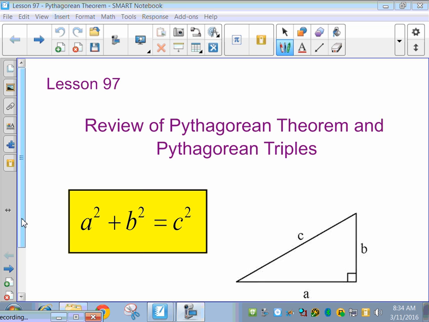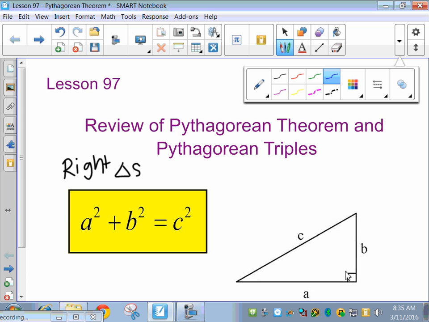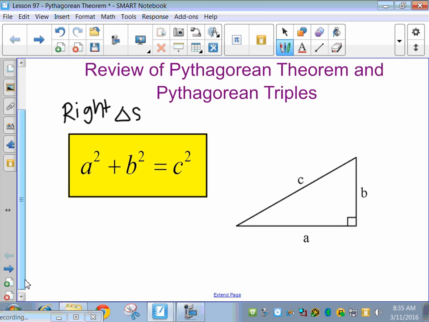Pythagorean theorem you guys are probably familiar with. A squared plus b squared equals c squared. What kind of triangles are the only triangles we can use the Pythagorean theorem with, Nate? Only right triangles, okay? That's it, right triangles only. So make sure you have a right triangle like this one, where we have this little angle right here. That means it's a right triangle, okay?